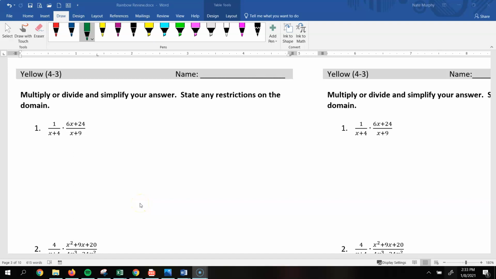All right, in this video we're going to look at the yellow part of your rainbow review. So looking at this first question, it says multiply or divide, so we want to make sure that we check to see what we are actually doing, because if we're dividing, it means we have to do something slightly different.